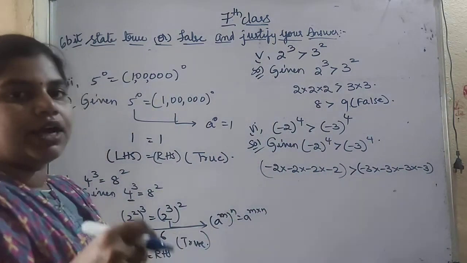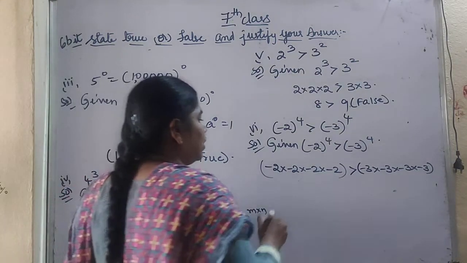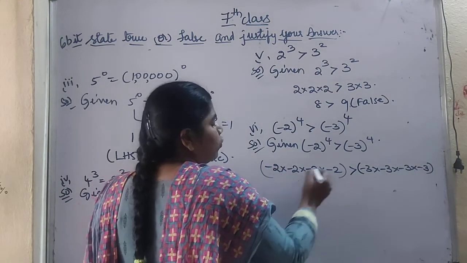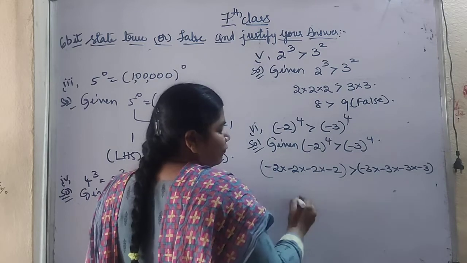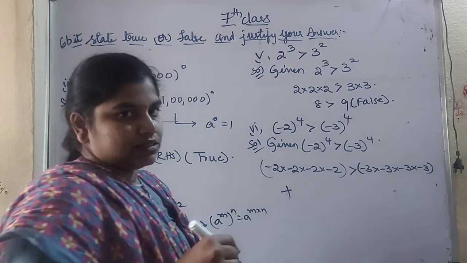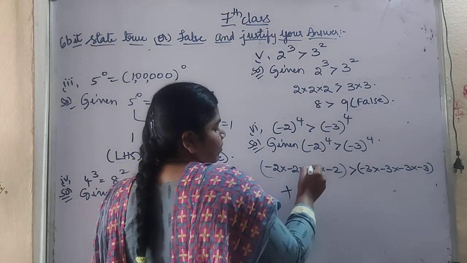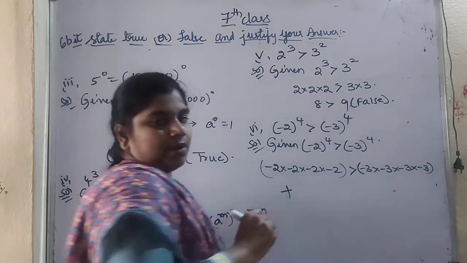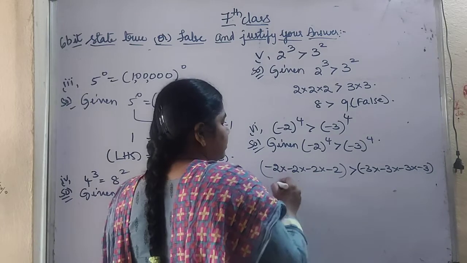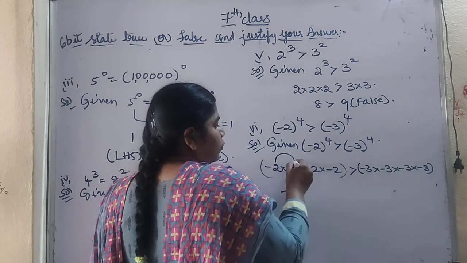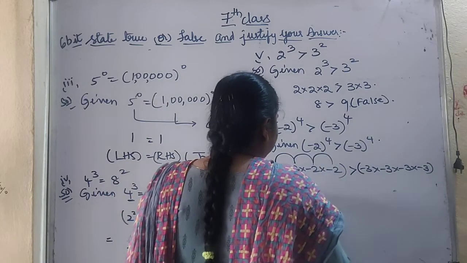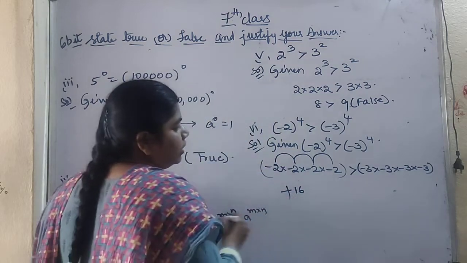Now which side is greater value? Whether the condition they have given is true or false we have to check. So minus, you are having 4 times. Minus they have multiplied 4 times, so it will be plus. Minus into minus is plus, plus into minus is again minus, minus into minus is again plus. Now multiply the numbers. 2 2s are 4, 4 2s are 8, 8 2s are 16. So you got plus 16 here.